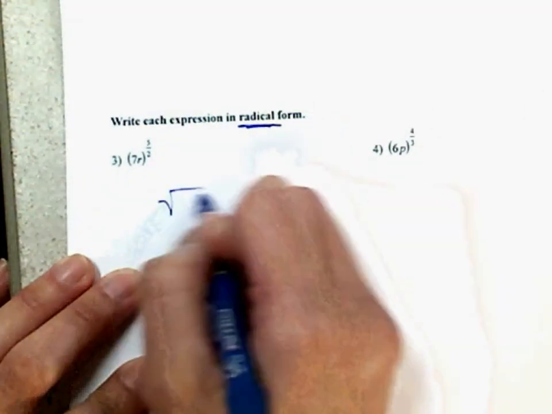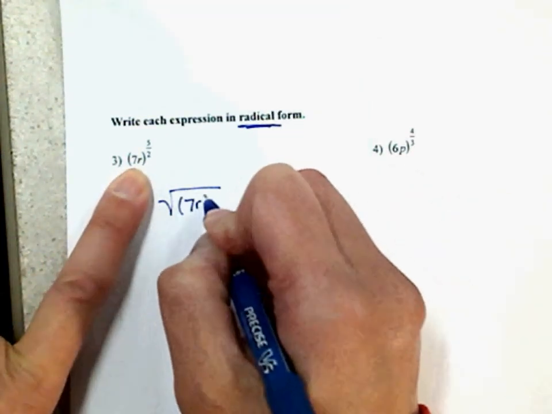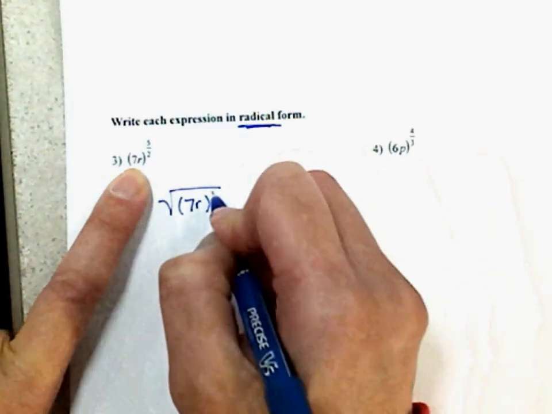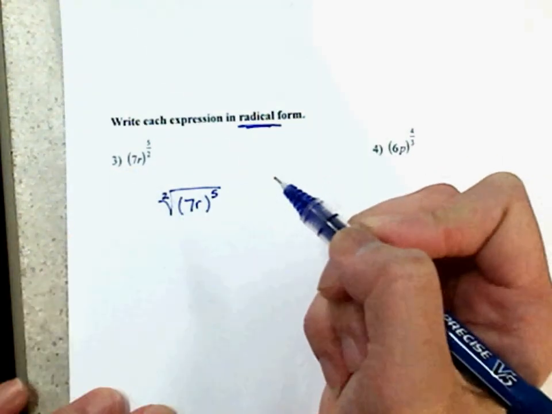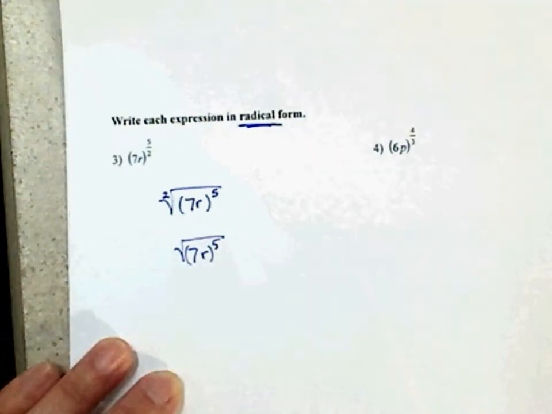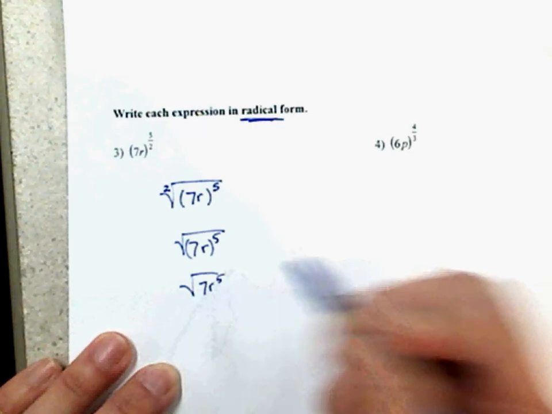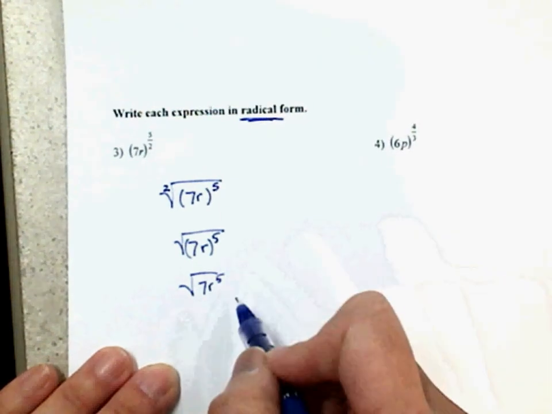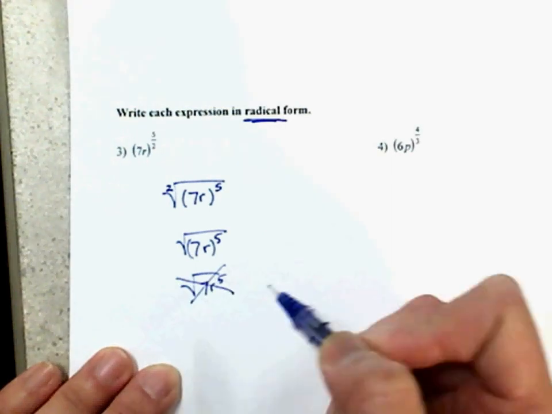Okay? All right. Number 3, you are going to write it in radical form. Go ahead and draw your radical. Your 7r, keep it in parentheses. Your exponent of 5, your root is a 2. You actually do not have to write that 2. Okay? When it's not written, it's understood to be a square. Now, if you write it like this, it is wrong, because only the r is being raised. Do you guys see the difference in those two? This will be wrong. Okay?